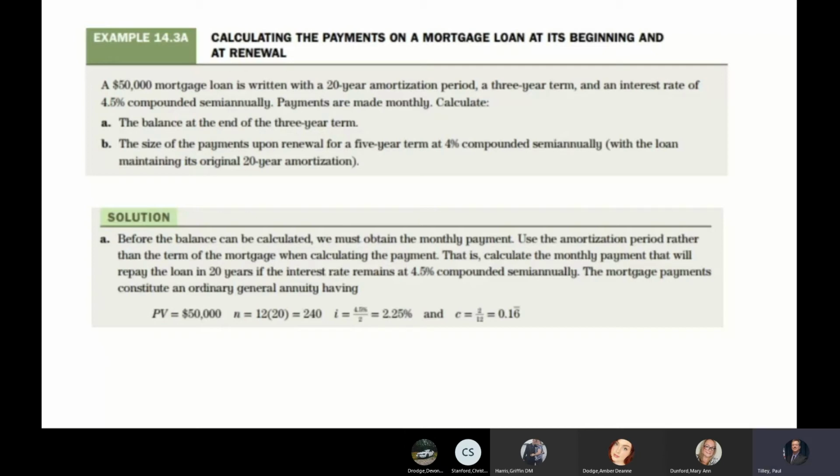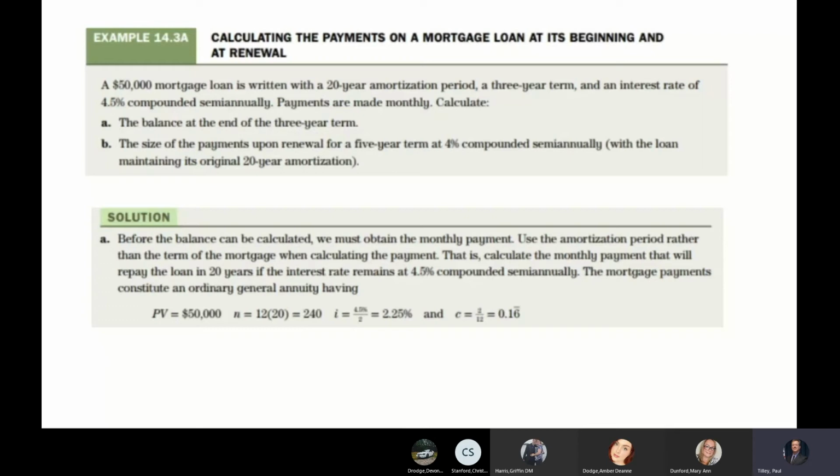Now, the question is asking us, what's the balance at the end of the 3 years? So we only have to worry about the fact that it's 4.5% compounded semi-annually for 3 years. That should be telling you, if I need to find the balance on that mortgage, I'm going to take the $50,000 and bring it ahead 3 years. I'm going to find the future value of $50,000 in 3 years' time, assuming a 4.5% compounded semi-annual rate. So that's the first calculation I have to do.